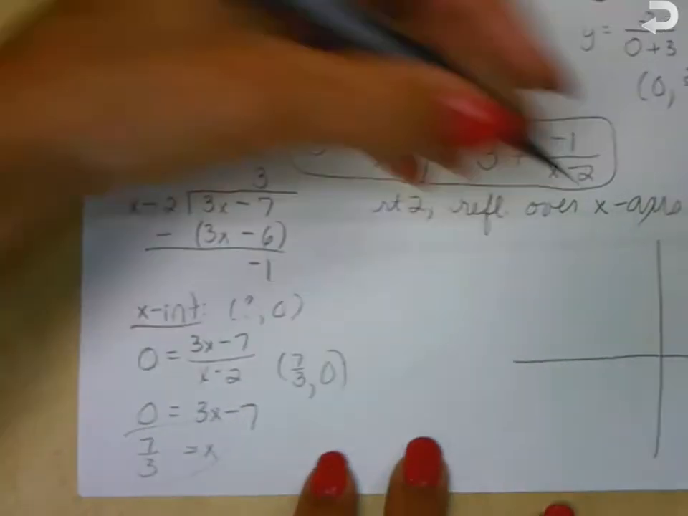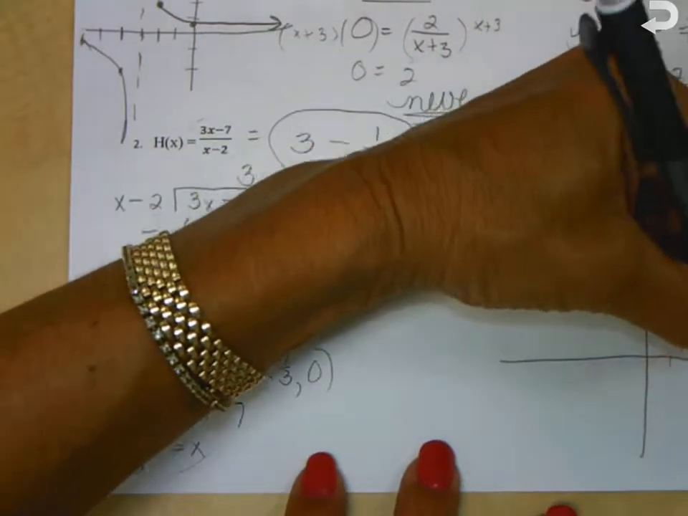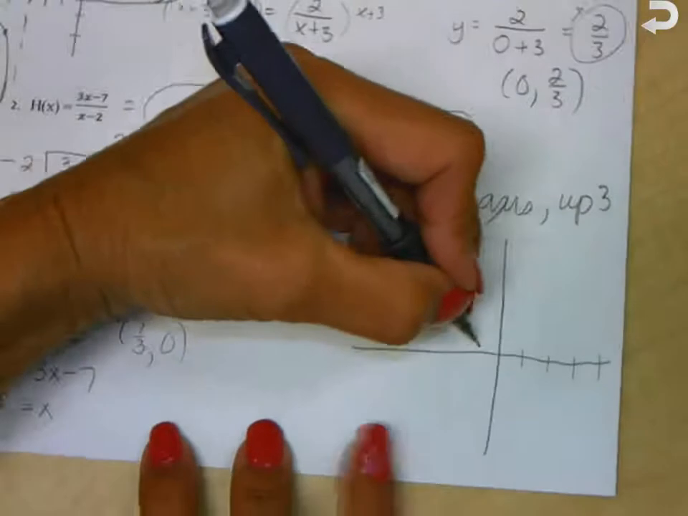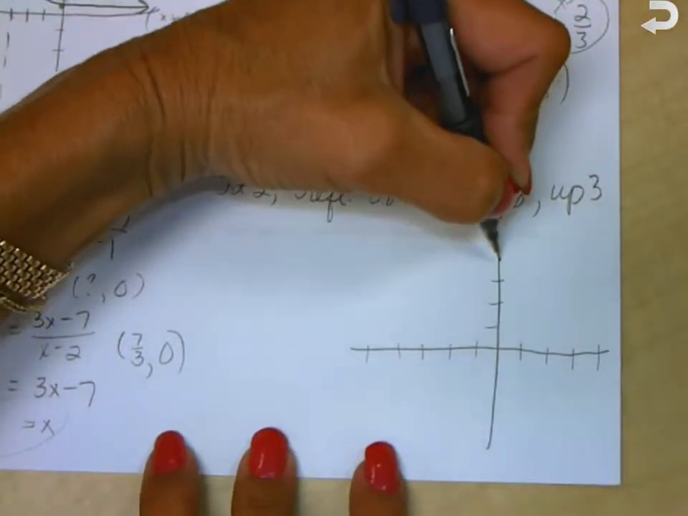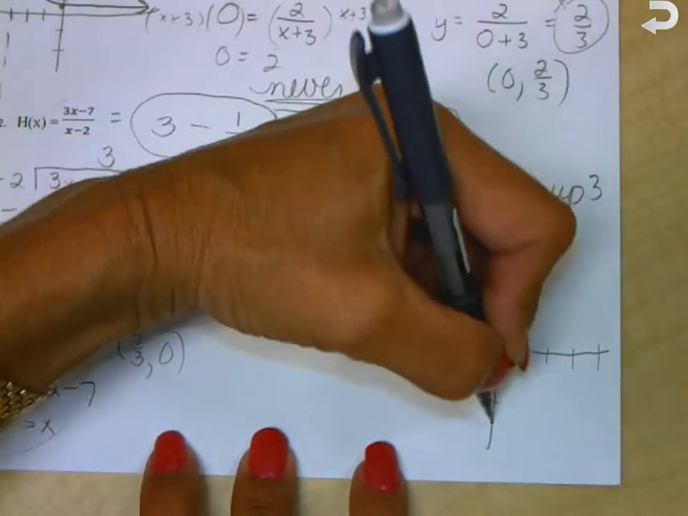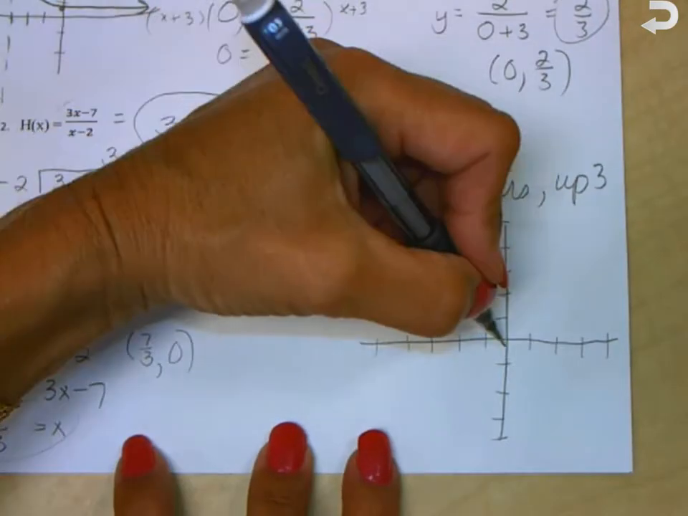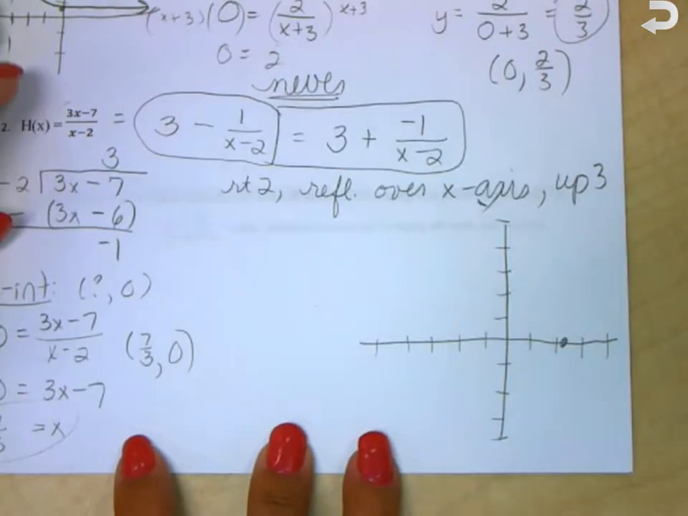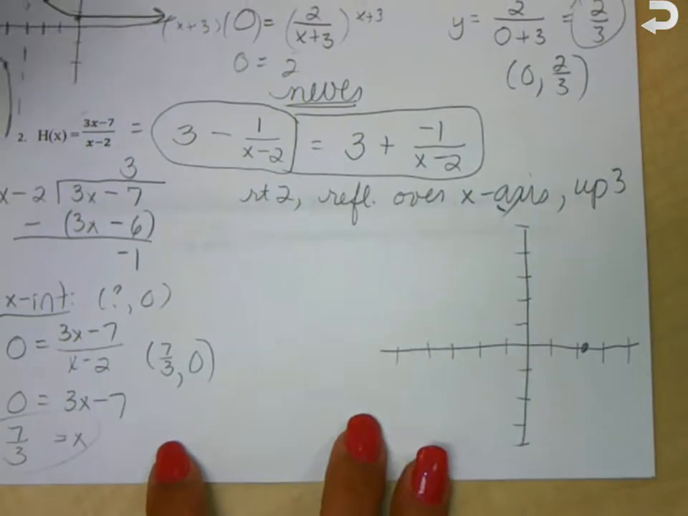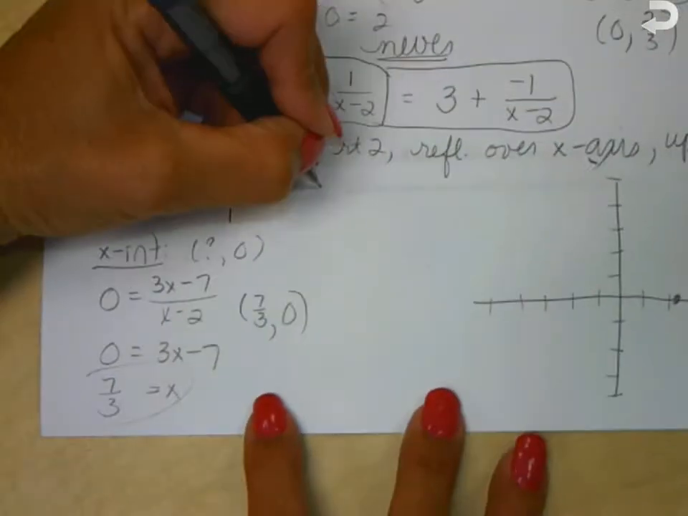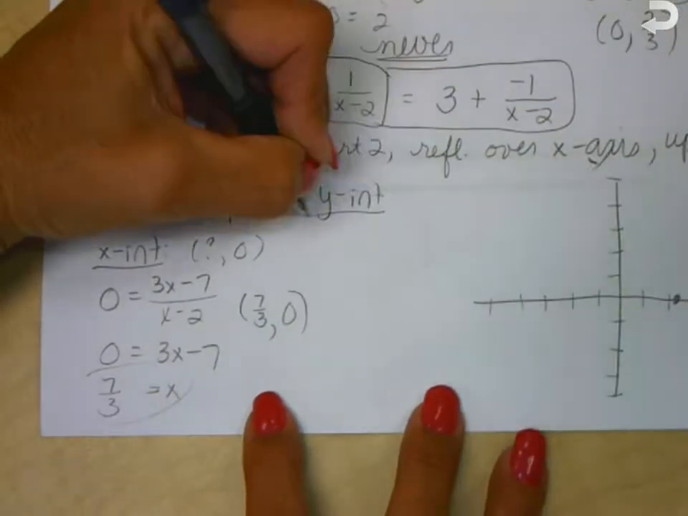So I know that I have an x-intercept at 7/3, or that point on that graph will look like the point 7/3, or 2 1/3, and 0. I'm going to actually go over here and plot it now. So I know I have a point at 2 1/3 and 0.